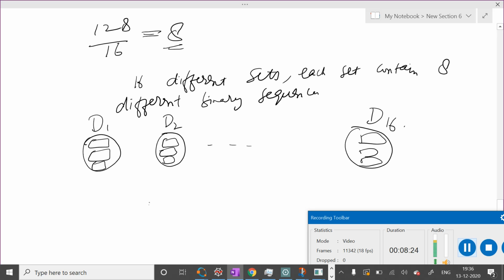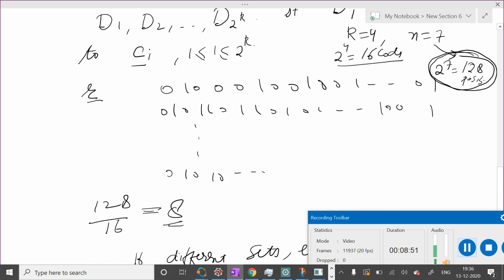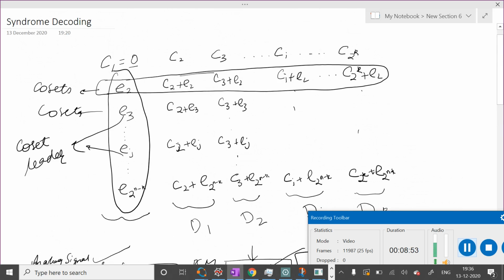Now you received a vector R. You will see to which set it belongs. Suppose R belongs to D2, then you will declare that the code which was transmitted is actually C2. So to make it more clear how to do this, we will construct this table, which will make the picture more clear.